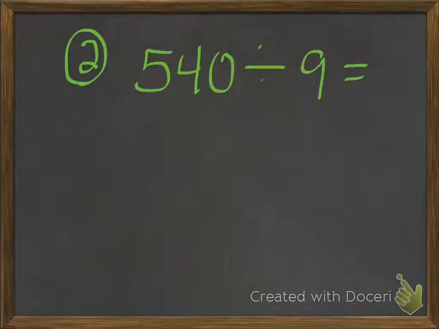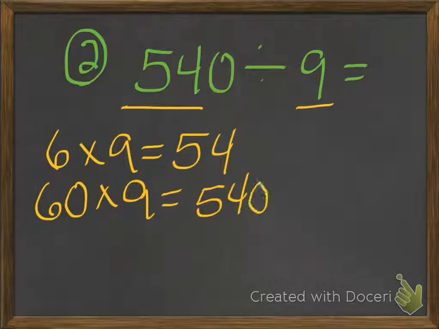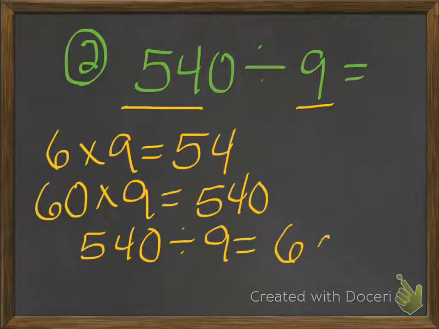Okay, so we're going to use some mental math to do this one. 540 divided by 9. I know my math facts, my multiplication facts, I know 54 divided by 9. I know that 6 times 9 equals 54, and if I know that 6 times 9 equals 54, then I'll know that 60 times 9 equals 540. So if I know that, then I'll know that 540 divided by 9 equals 60.